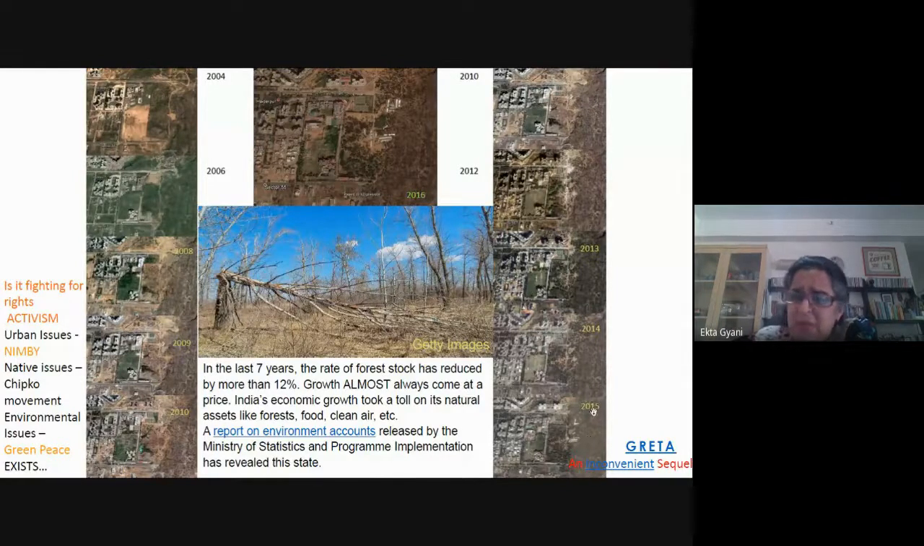So is landscape architecture also about activism? Is it about more than just greening the space? Is it about native issues? Is it about fighting for the rights of the disenfranchised? Do you know what Greenpeace is? Greenpeace is an organization which tries to conserve land all over the world so that it's not abused.